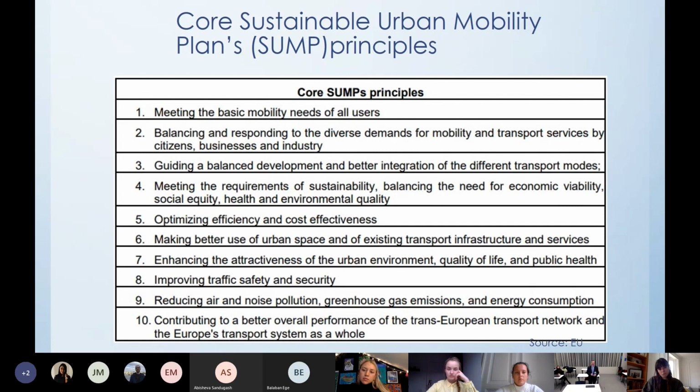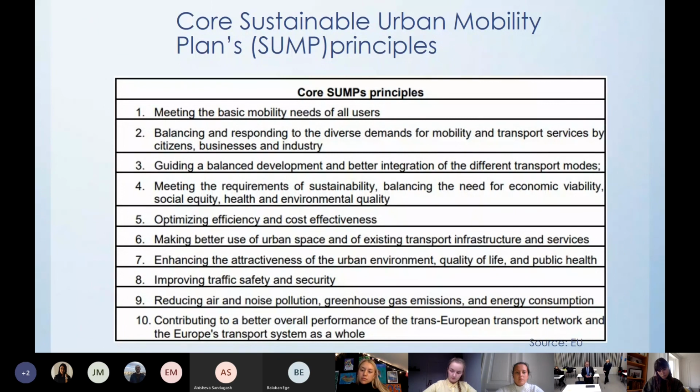The third principle I named here is guiding the balanced development and better integration of different transport modes. So again, development should not be only related to demand, but we also have to balance that somehow, and we have to give the opportunity for different modes. The fourth principle is meeting the requirements of sustainability, balancing the needs for economic viability, social equity, health, and environmental quality. This is obvious. Then, speaking about the financial element, cost effectiveness and efficiency, trying to optimize. That is the fifth named principle here.